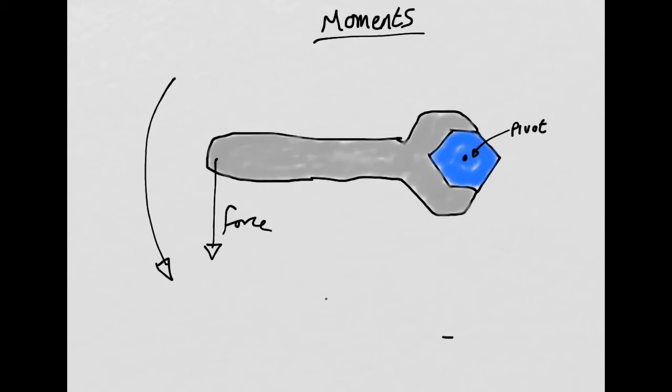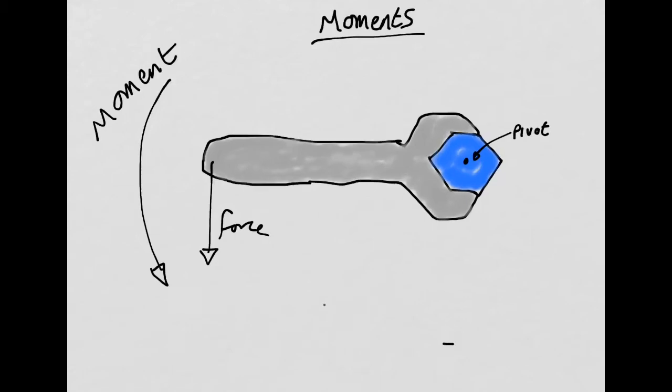And this is what's called our moment, or our moment of a force. In this case, it's anti-clockwise. So it has got a direction associated with it. Therefore, it's a vector quantity, because it's got a magnitude and a direction. Now, what else does it depend on? So if we had a longer spanner, you could probably know that it's easier to turn the bolt. So it also depends on our distance to the pivot.